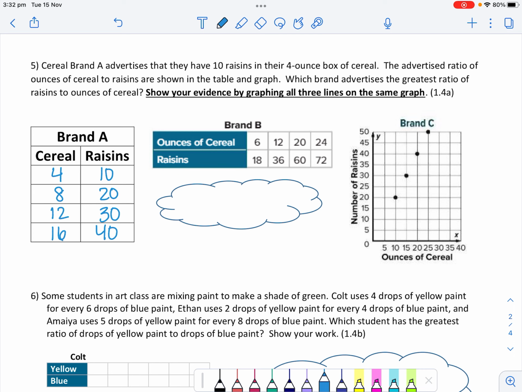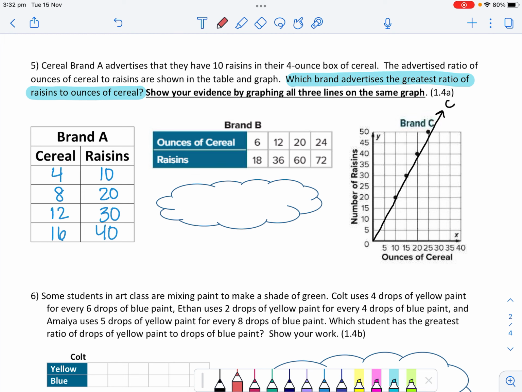So I have brand A, brand B, brand C. Which brand advertises the greatest ratio of raisins to ounces of cereal? So which cereal, when I buy it, if I buy the same number of ounces, am I going to get the most raisins? And I'm going to put all three of these things on the graph. So I'm going to start off by graphing the line that's already there. So brand C is going to be right here.